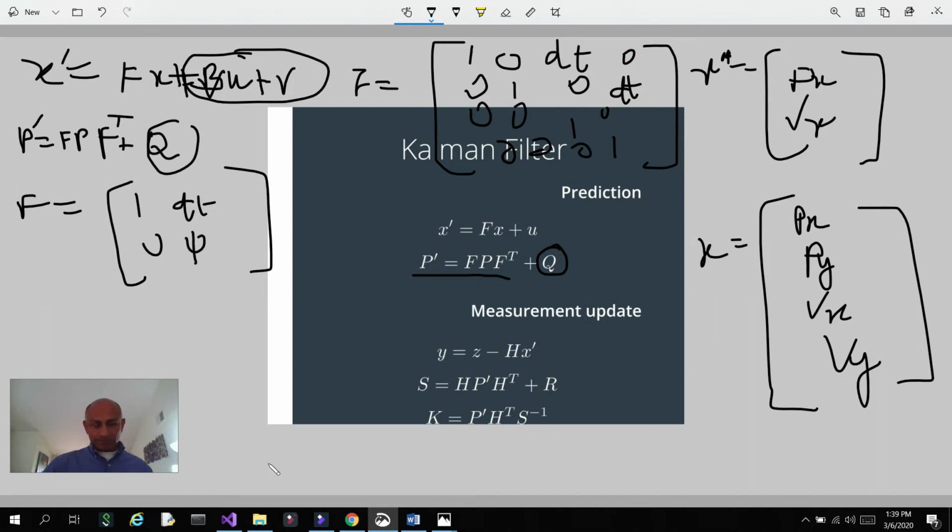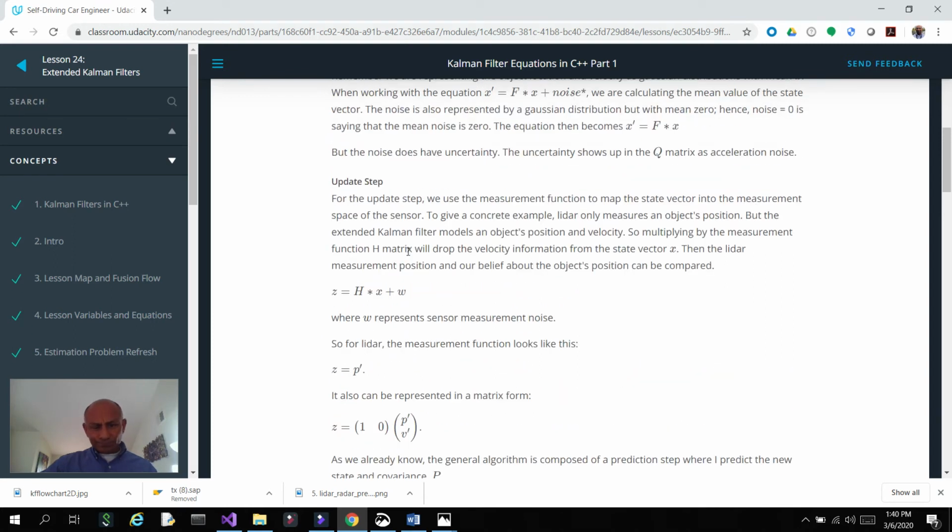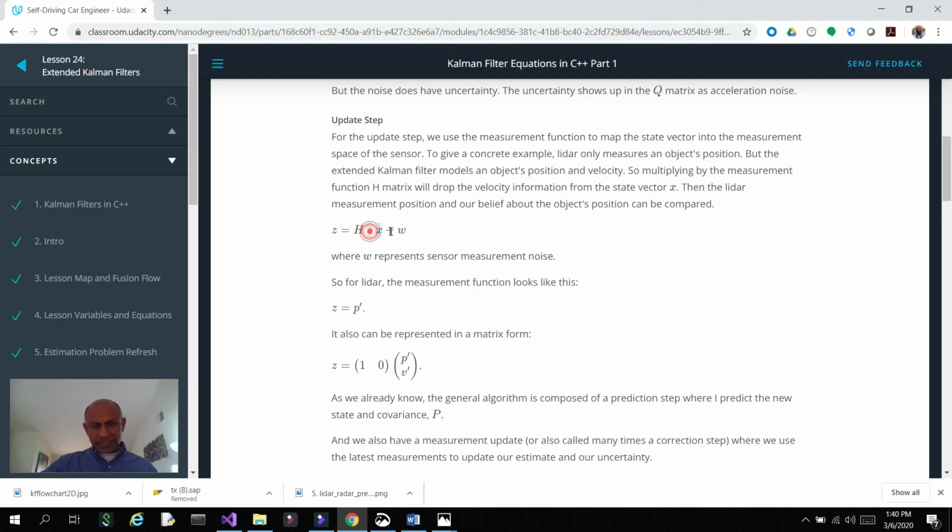Q again we have to see. All right, wonderful. And then the Z matrix is this. Z is the new measurement, so Hx plus W. Again, W is another noise.